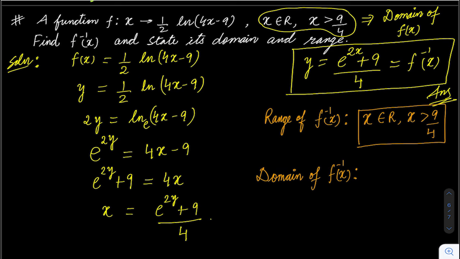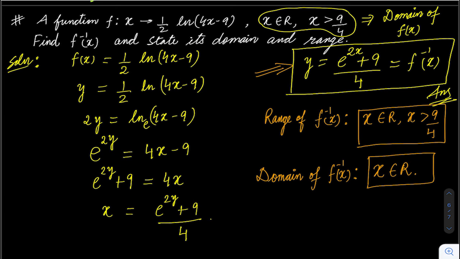Now domain means, I will repeat this for the third and fourth time, domain means values of x for which this function is defined. As you can see, it is e power 2x. So you can substitute any real number x, and it will be defined. There is no problem here. You can substitute a negative number, fraction, integer, whole number, irrational number, it will always be defined. So I can simply say my domain of f inverse x is x belongs to real numbers. That is my answer. And this is important because now you can also say that if the domain of f inverse x is all real numbers, then the range of f is also all real numbers.